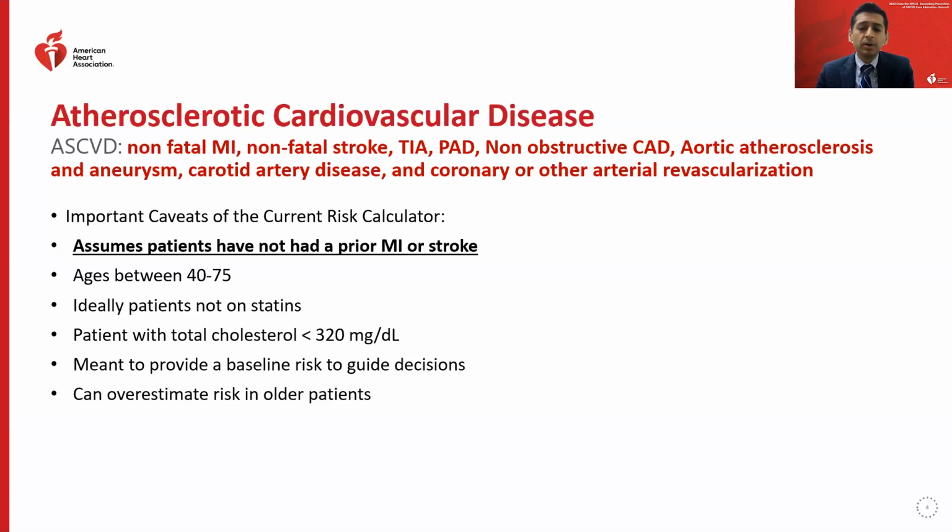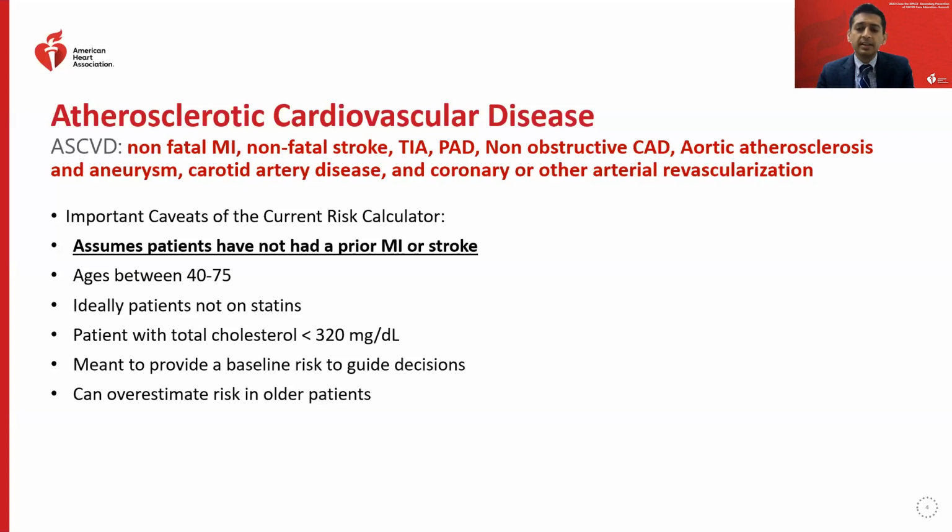It's important to remember, however, that this risk calculator has some caveats, in that it assumes that the patient does not have established ASCVD, is between the ages of 40 and 75, is ideally not on a statin therapy, and doesn't have an extremely elevated total cholesterol. At extremes of ages, there can be an underestimation or overestimation of risk. And again, the importance in all of this risk assessment, statin intensification, and choosing therapy is mainly done with the foundation of shared decision making.